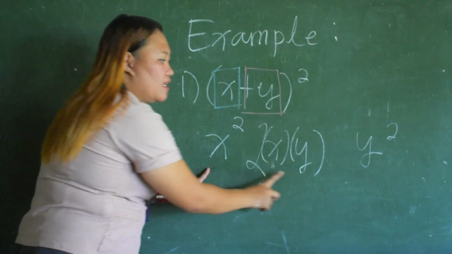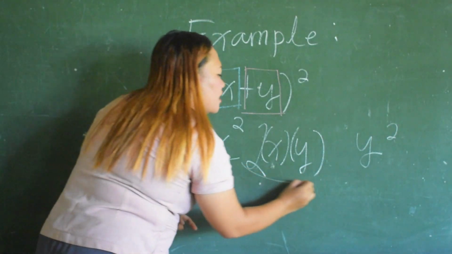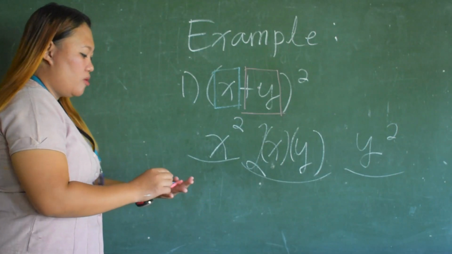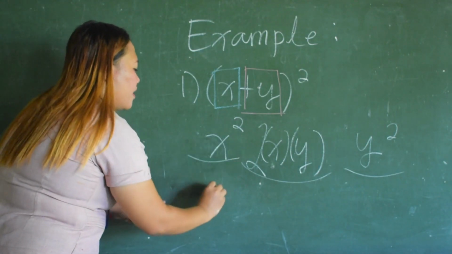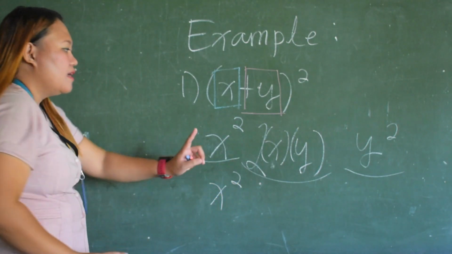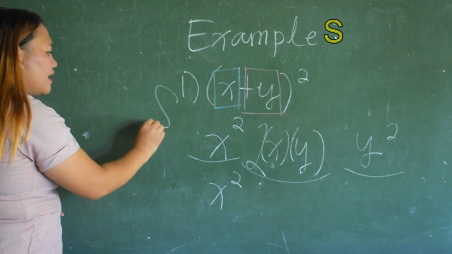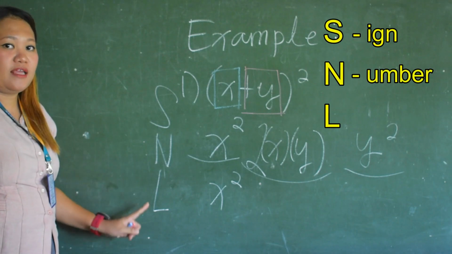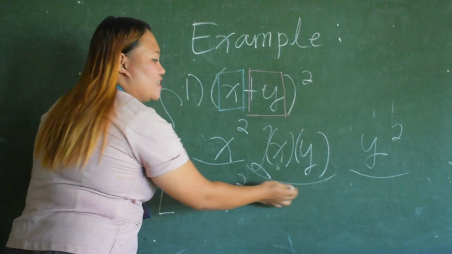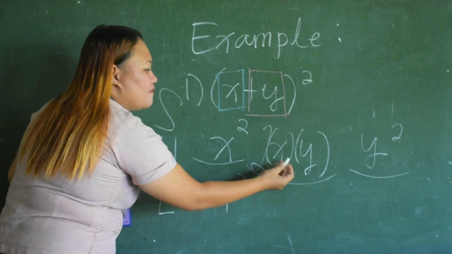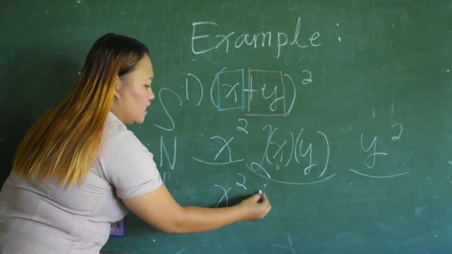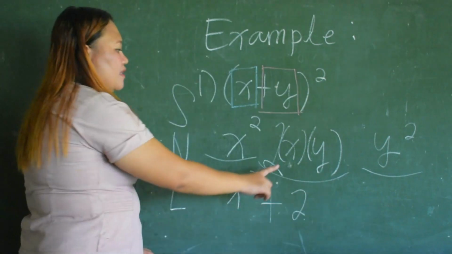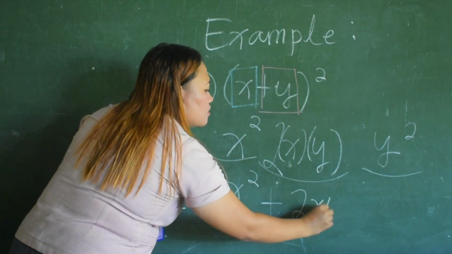So we have here three terms: the first term, second term, and the third term, because we are expecting a perfect square trinomial. We have here x squared. Then remember the word SNL: we have the sign, number, and the letter. What is the sign of the second term? Positive times positive is equal to positive. Our number here is 2, and the letters are x and y.